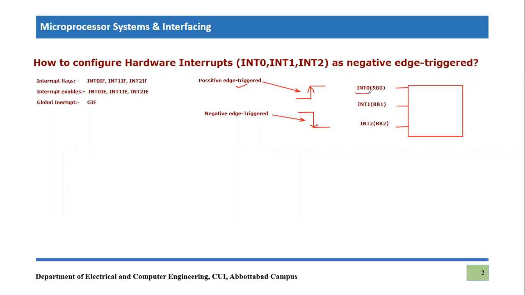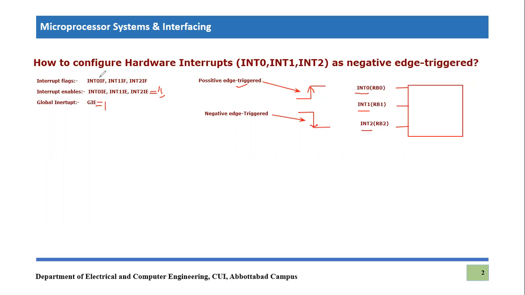Which interrupts? Interrupt 0, interrupt 1, and interrupt 2, which are also known as the RB0, RB1, and RB2 pins of the microcontroller. If you have configured their respective enables, for example interrupt 0 IE, interrupt 1 IE, or interrupt 2 IE, and their individual enables are equal to 1, and the global interrupt enable is also 1, then whenever you receive a positive edge on any of these interrupts, the corresponding flag becomes equal to 1, and the microcontroller has an interrupt.